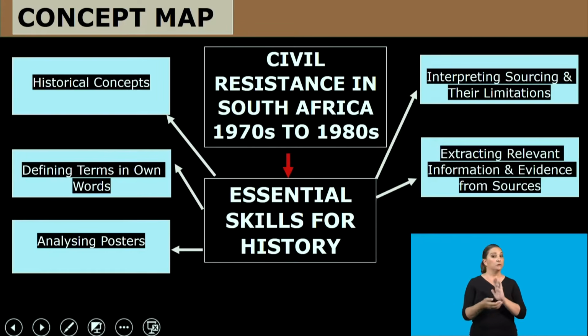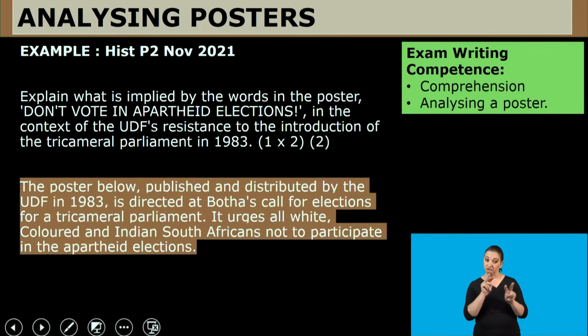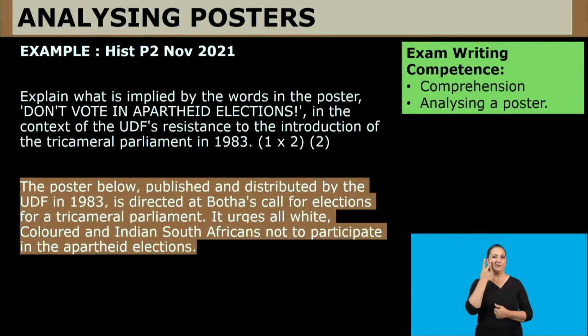Another very important skill that you have to know is how to analyze visual sources. Now, let's look at the poster. It says, explain what is implied by the words in the poster: Don't vote in apartheid elections. So you'll find those words appear in the poster itself, but then you have to interpret those, okay, in your own words. You have to do that in the context of the UDF's resistance to the introduction of the tricameral parliament in 1983.